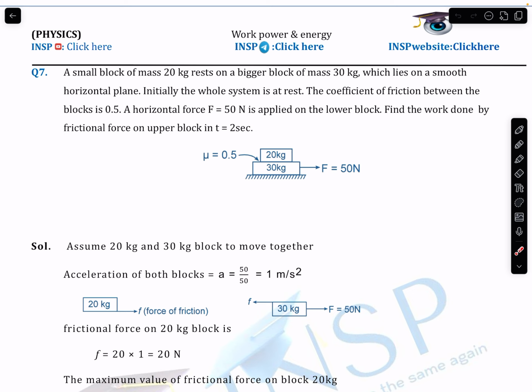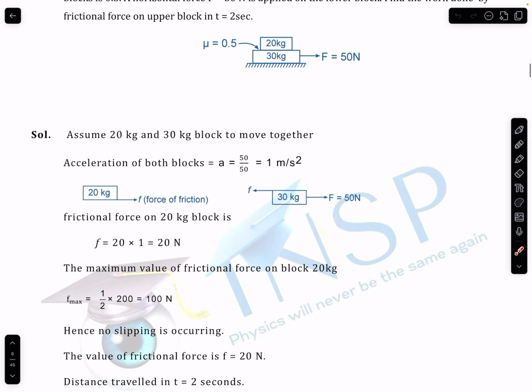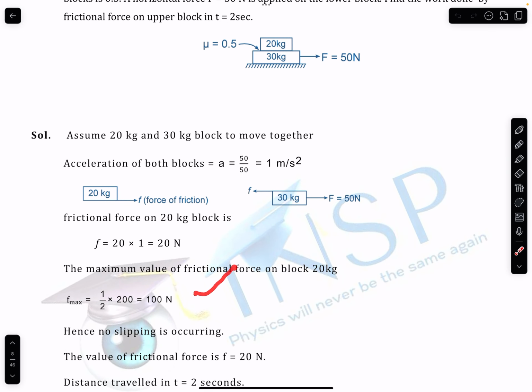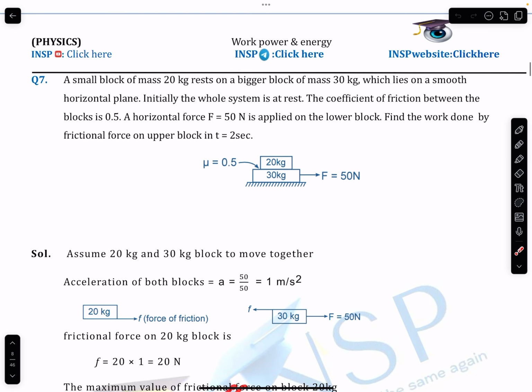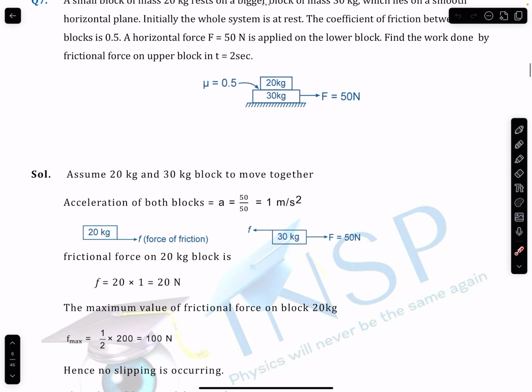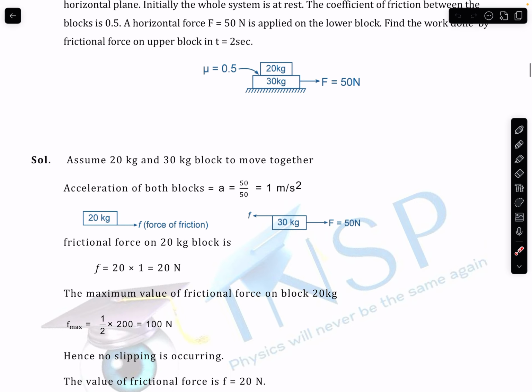So F equal to ma we are applying, and a we know already. Now f max is 0.5 into 20 g, so that value comes as 100 Newton. So yes, this is within the limit. That means whatever assumption we have taken is acceptable. So the friction value is known to us.